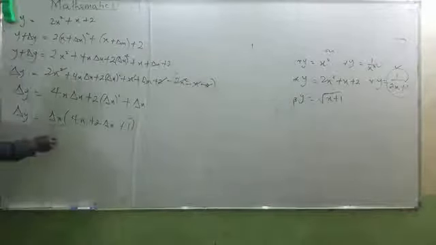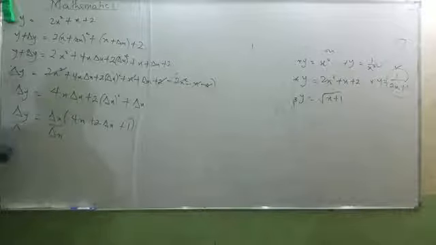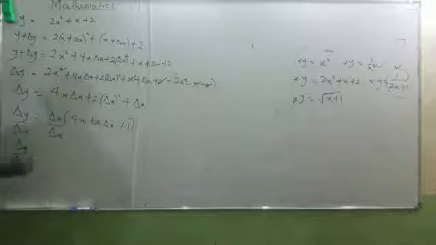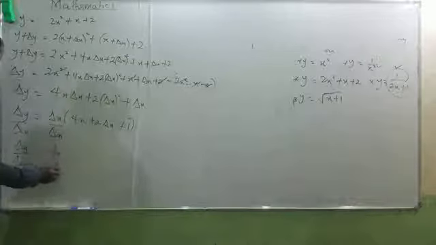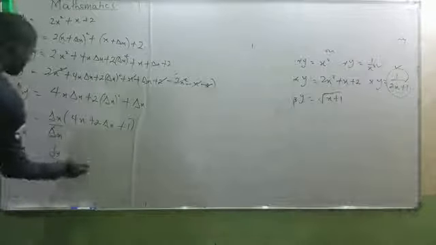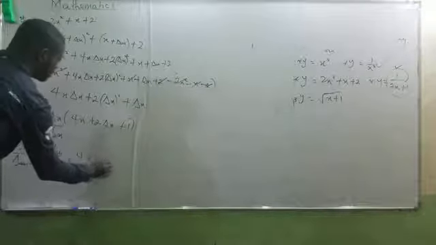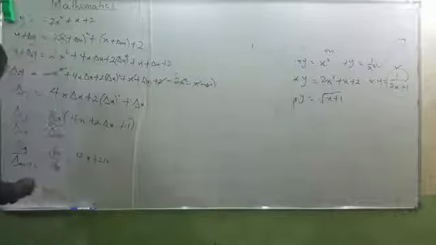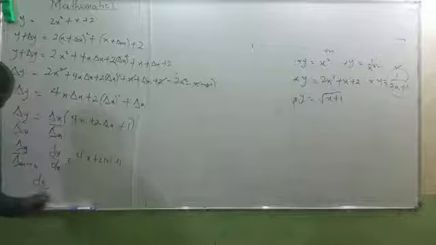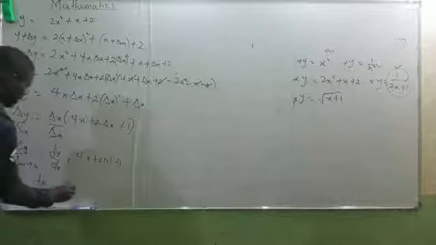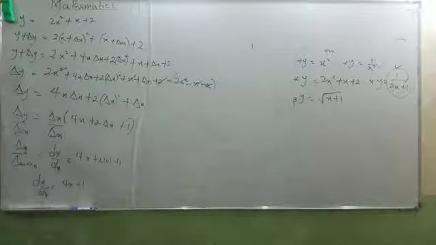If I go by delta x, this will cancel this, delta y all over delta x, limit delta x to what? Limit delta x to 0. It means the total derivative equals 4x plus 2(0) plus 1, which gives dy/dx equals 4x plus 1. That is all you just need to do there.